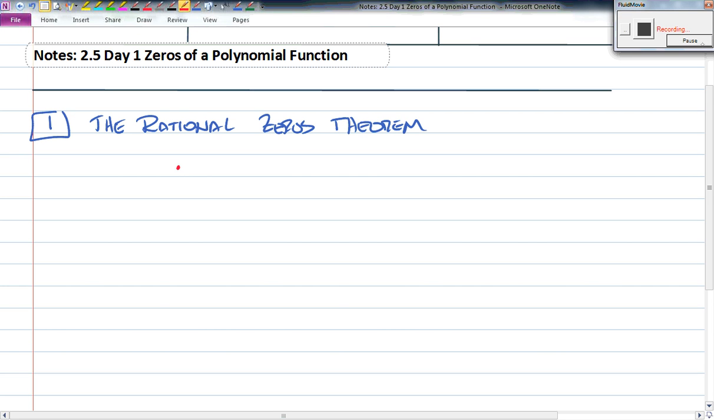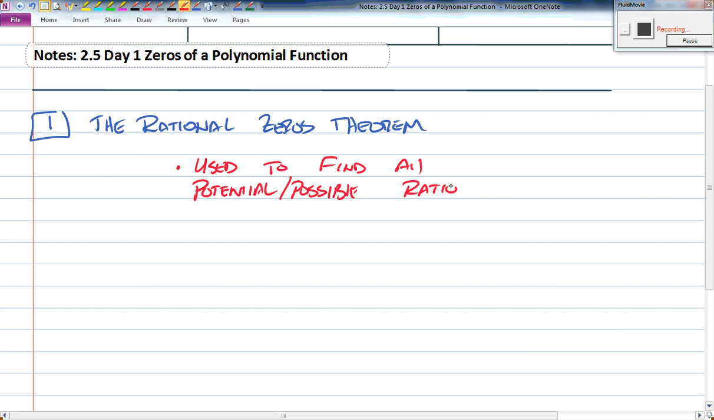All right, so the rational zeros theorem is what we're going to spend most of the day talking about out of section 2.5. And first, I'm going to tell you what it's used for. It is used to find all potential or possible rational zeros. Does everyone know what I mean by the term rational zeros?